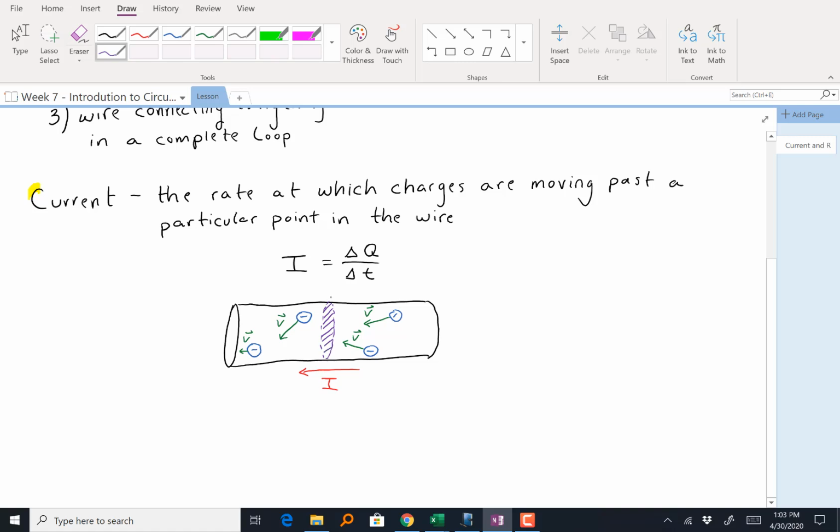All right, and so that's the point location on my wire, and we're saying how many charges are going through that area in a particular amount of time. The more charges that are going through, the larger the current. Or if they're moving quickly, maybe I don't have as many charges, but a lot of them are getting through in a particular amount of time, I'm going to have a larger current.